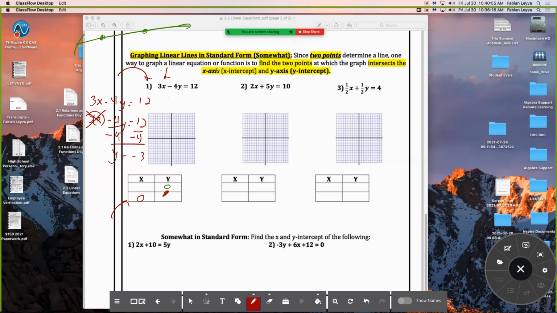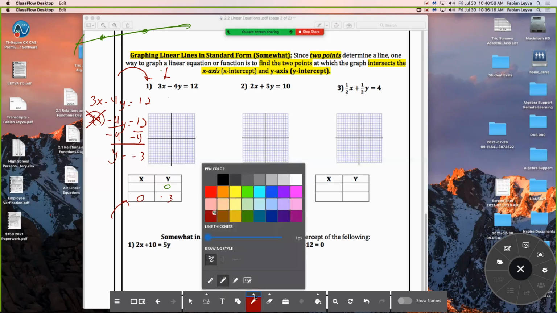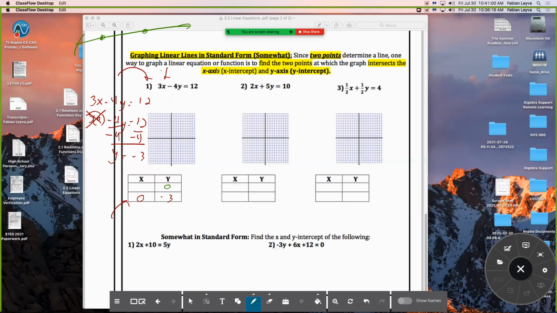So you'll notice they're very, very straightforward. That's why standard form is nice. And that's why we practice putting equations into standard form, because they are very, very straightforward in terms of finding your x and y intercept.